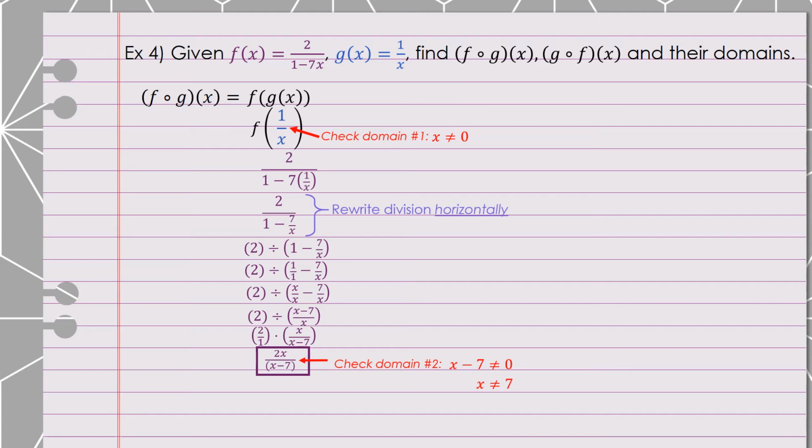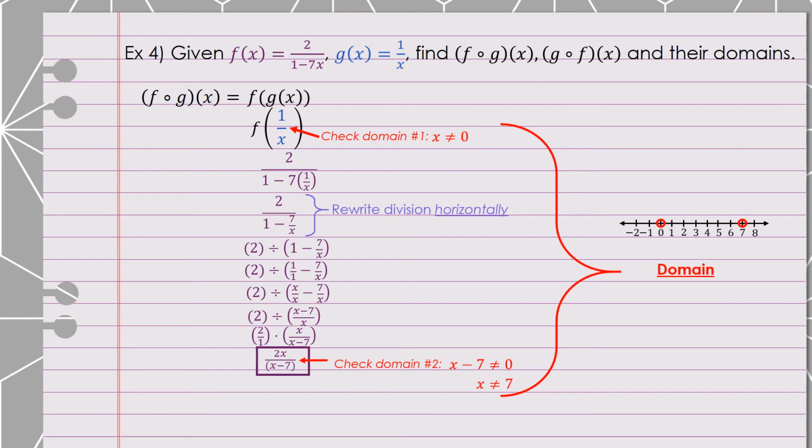So we've done domain check number 1 and check number 2. We are now ready to find the domain of the overall problem. And the best way to do that is to look at the number line. Domain check number 1 says x cannot equal 0. So we find 0 on the number line and we put an open circle. So we have removed 0 from the domain. Now we look at domain check number 2, and it says x cannot equal 7. So we need to put an open circle at 7 and remove 7 from the domain.